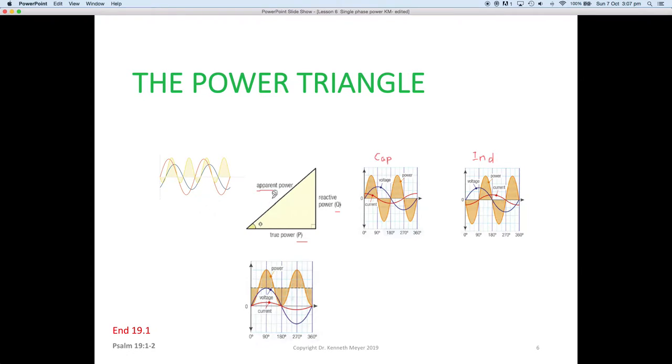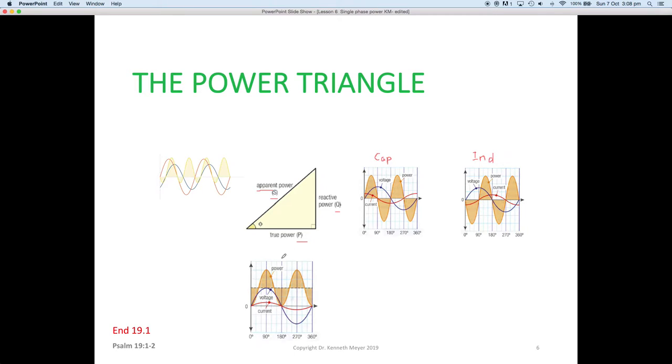The reason we call it apparent, it looks like we're using all that power, but actually we're only using the true power. We don't use the reactive power, even though we have to allow for the reactive power component, and we'll explain why the reactive power comes into play and why it's something pretty well most of the time we want to reduce.